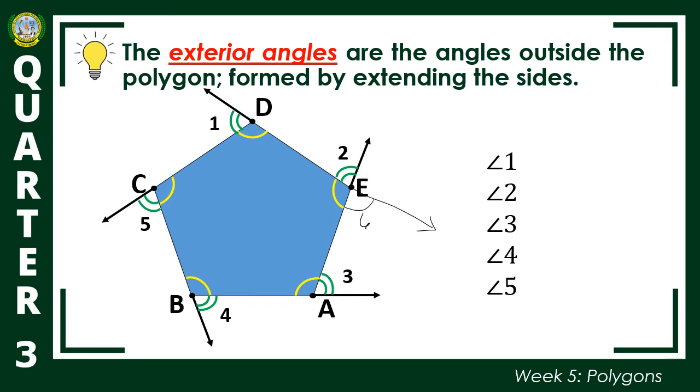So, kahit alin po yung i-extend natin na side, same lang po yung measurement ng exterior angle na makukuha po natin. Okay? So, therefore, mayroon lamang pong 5 exterior angles ang isang polygon na may 5 sides. Okay? So, kung ilan ang interior, yun din po yung exterior niya.